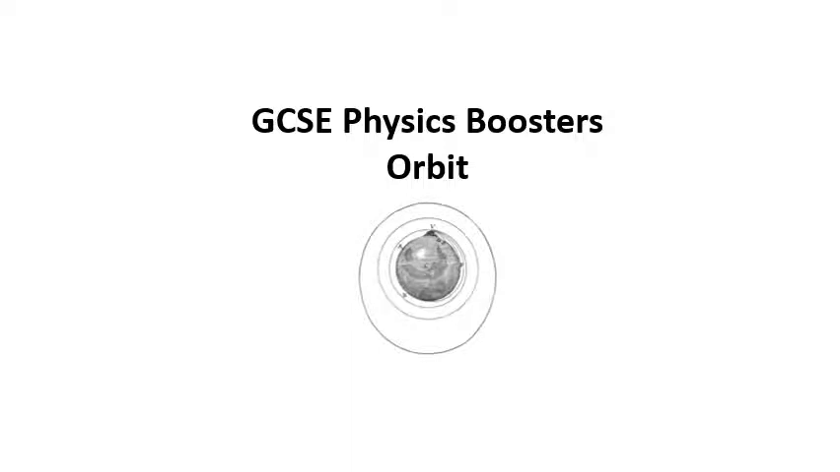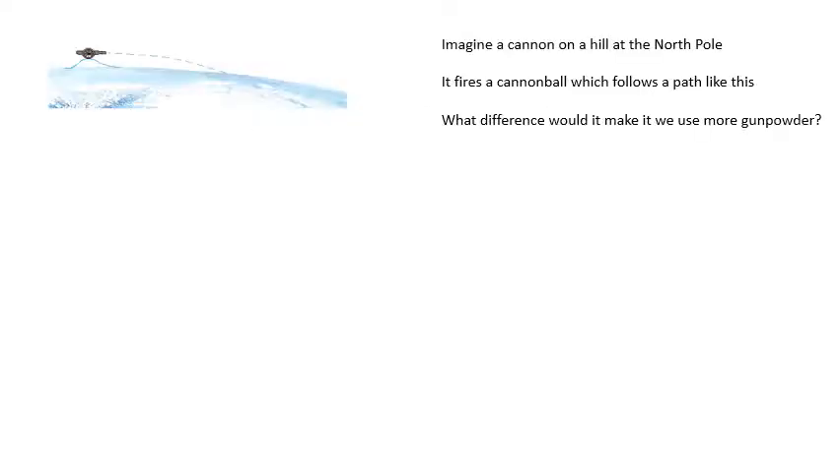GCSE Physics boosters, and this video is about orbital motion. To help us understand it, imagine there's a cannon on a hill at the North Pole. It doesn't have to be at the North Pole, it could be anywhere on the Earth. The cannon fires a cannonball horizontally, and the cannonball is going to follow a path like this. It'll come out of the cannon horizontally, then it will fall towards the Earth and it will blow somebody up somewhere.